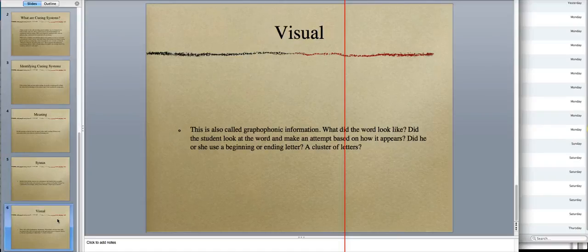And the last cue that we're going to look at is visual, also called graphophonic. What does the word look like? Does the student attempt to pronounce that word based on how the word appears? Or do they use a beginning or an ending letter or cluster of letters in order to help them? All of these things are things we want to consider when addressing the informal reading inventory.